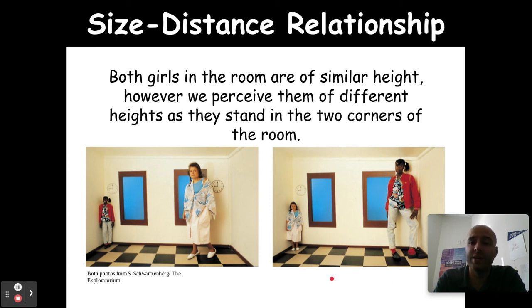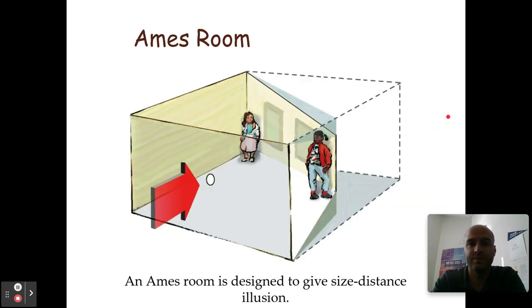So that's how we can learn a lot from illusions about how our brain actually processes information and how it organizes the different things that we perceive. Here's the Ames room. It's designed to give that size-distance illusion. You can see it's not actually a square, right? And you have to look at it through a certain angle to make it work, right? But if you look at it from a different angle, you'd be able to tell immediately that these two girls are the same size and there's nothing different.